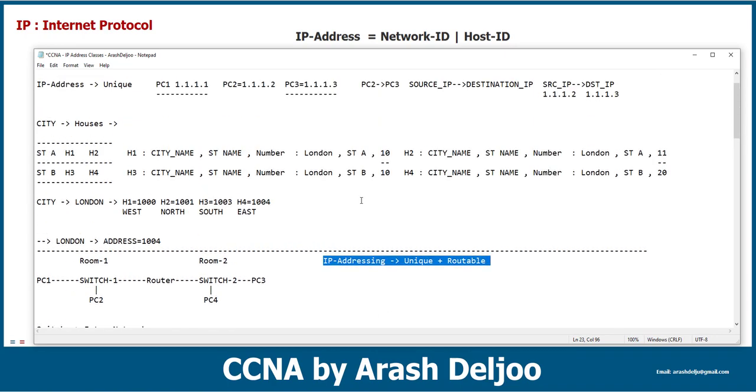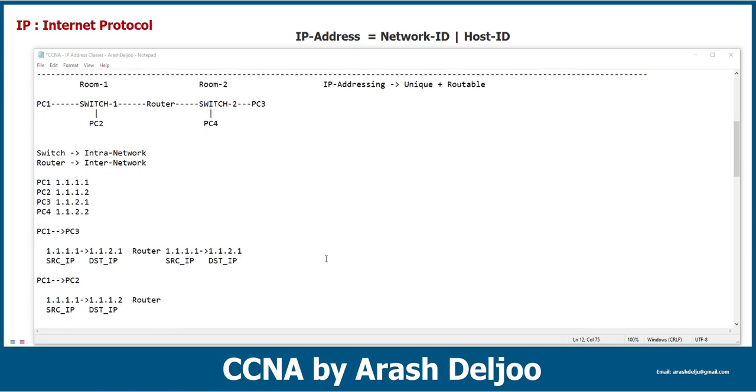You know that in the real world, each house in one street needs to have the same part, the city name and street name, because the same part is used for routing, and also a unique part for uniqueness. In the real world, we have this information. This means that each address has two parts: a common part of the address and also a unique part of the address. In IP addressing we have exactly the same function.